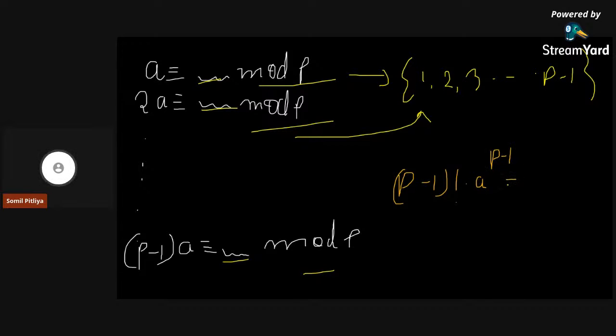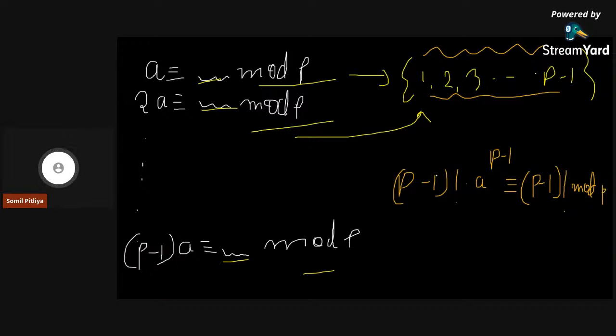Okay. This will be congruent to the multiplication of all the remainders. But as the remainders are all different, none of them will repeat, and there are p minus 1 remainders. As all remainders are different, and they can come from this set only, and this set also has p minus 1 elements, all these remainders will be multiplied together. So it is 1 into 2 into 3 till p minus 1, which comes out to be p minus 1 factorial, modulo p.